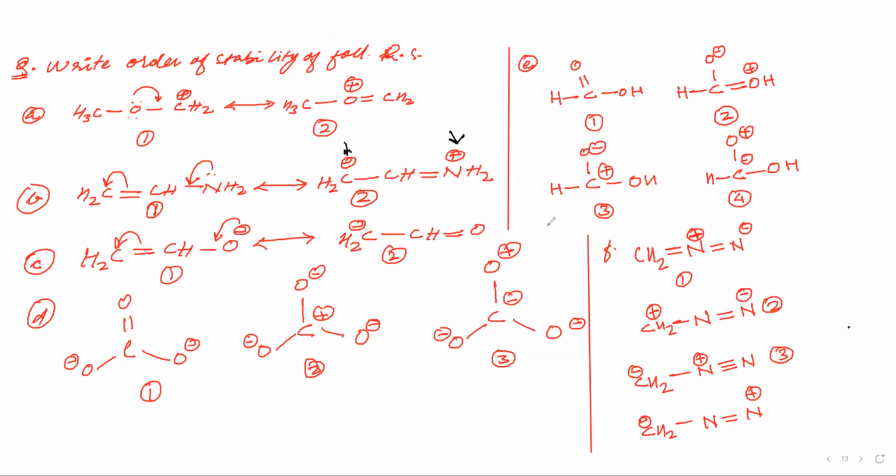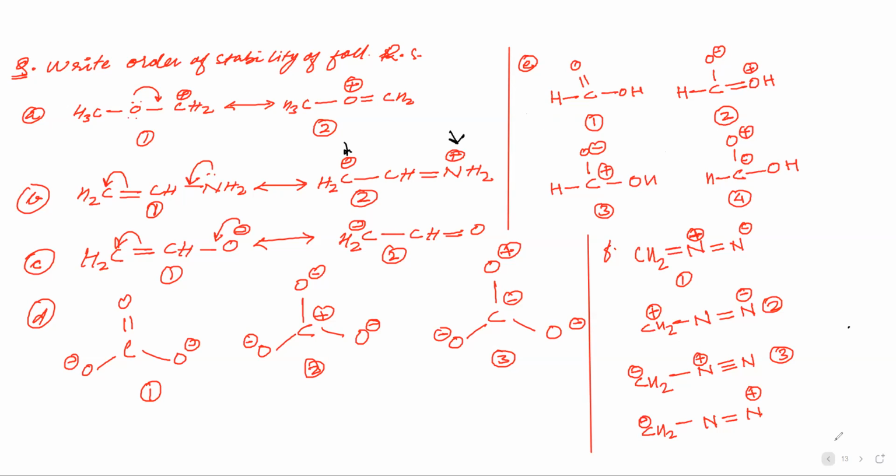E. What about E? What is your answer? 2, 1, 3, 4. Yes, sir. Okay, fine. Why is 2 most stable? Because 2 and 1 have 4 bonds. Then while comparing 2 and 1, oxygen is the electronegative one, so it is more stable.